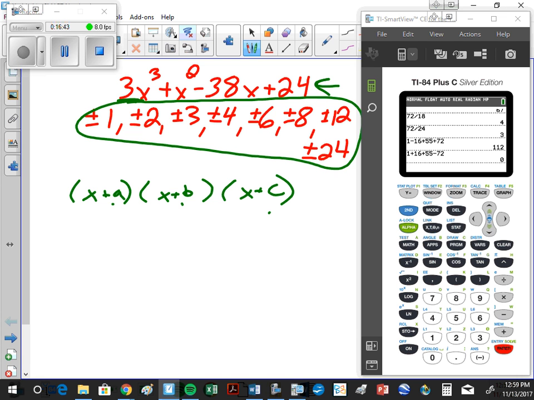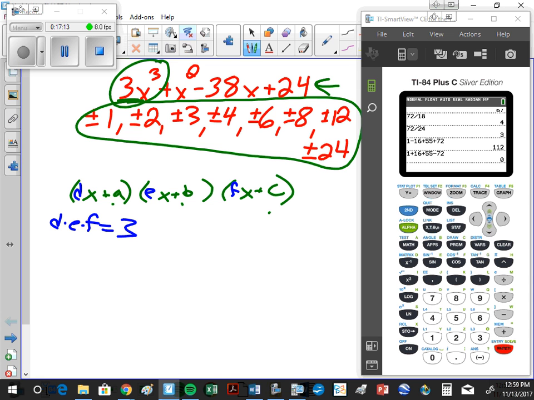Everybody agree? But how did I end up with a 3x to the third? I have a D, an E, and an F, and D times E times F is 3. So 2 of them are probably a 1, and the other one is a 3. Does everybody get that? Are you guys confused back there? No? You're good? Okay.